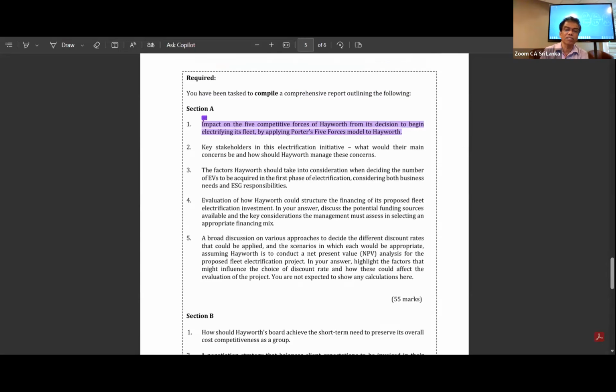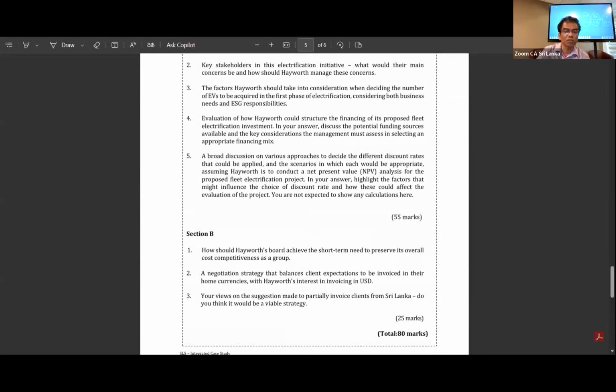You have to read it. Key stakeholders in this electrification initiative, what would their main concerns be and how should Haworth manage these concerns? So you have to answer a very wide area. Not that you can't get anything from there. So you have to get it from here. The factors to always take into consideration when deciding the number of EVs to be acquired in the pilot project. So how many electric bikes should first be brought in. That is what key factors you are considering. That is what they have asked.